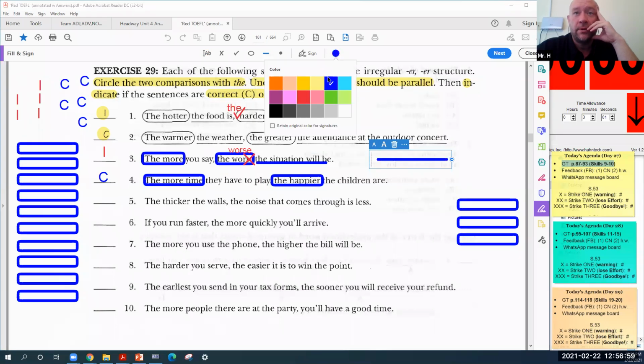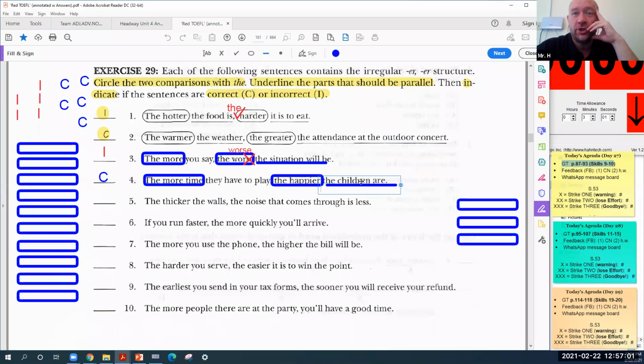What do we have? Comparative and subject and verb. Children, so subject, verb. And here also, subject, verb. Very good. Hussein, how about number 5?